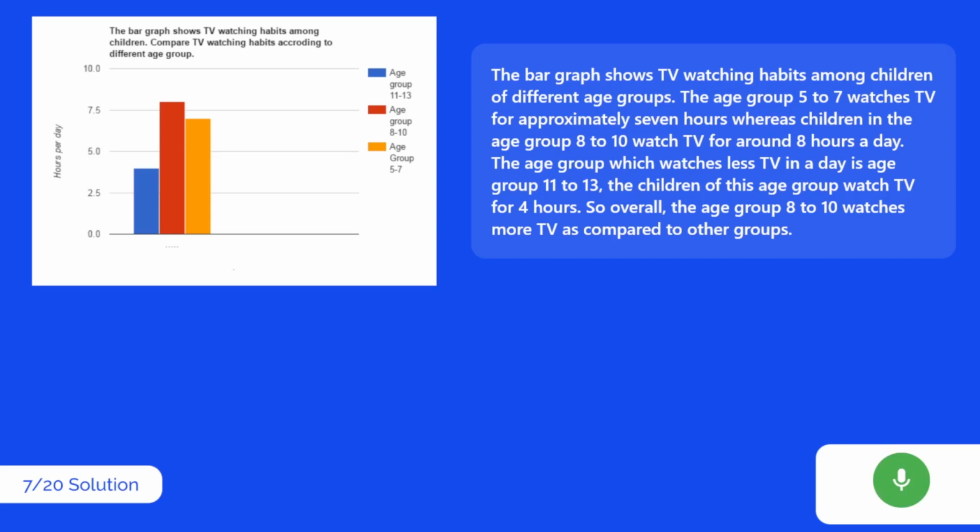The bar graph shows TV watching habits among children of different age groups. The age group 5 to 7 watches TV for approximately 7 hours, whereas children in the age group 8 to 10 watch TV for around 8 hours a day. The age group which watches less TV in a day is age group 11 to 13. The children of this age group watch TV for 4 hours. So overall, the age group 8 to 10 watches more TV as compared to other groups.